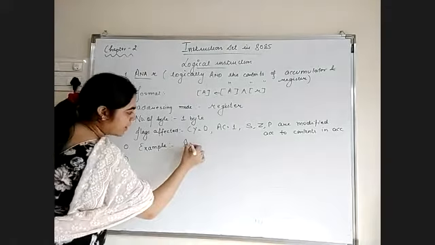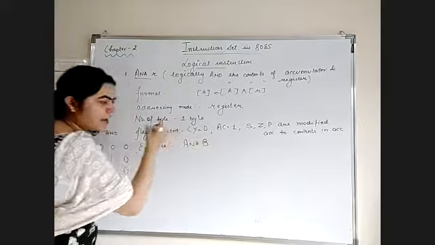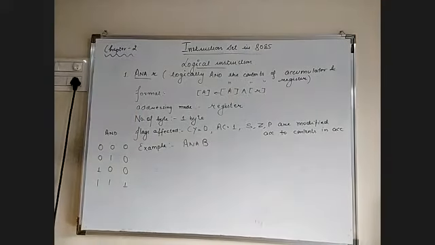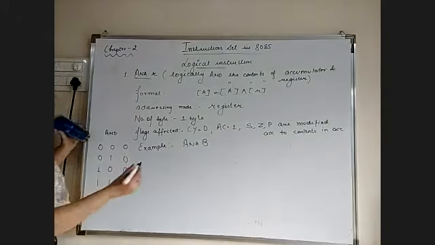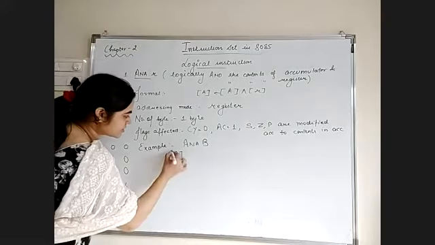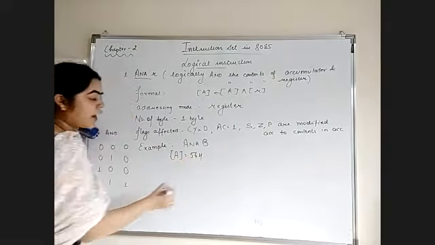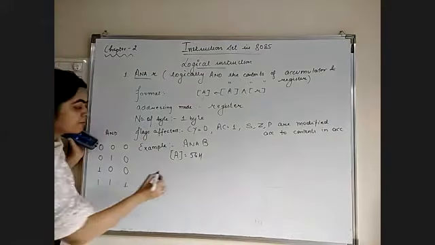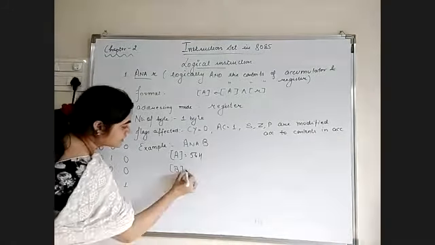So suppose we have an instruction that is ANA B. Okay, and for the accumulator suppose we have contents 56H. Okay, and in the B register we have contents 82H. So we can see the example.